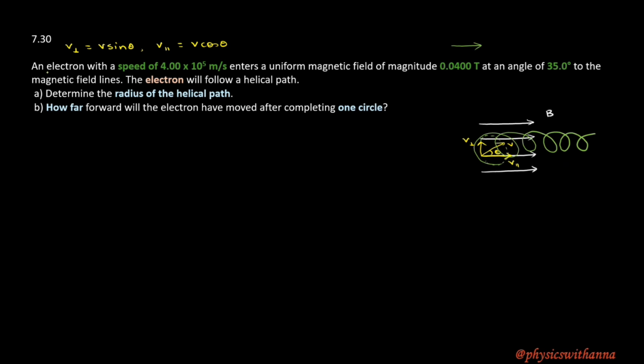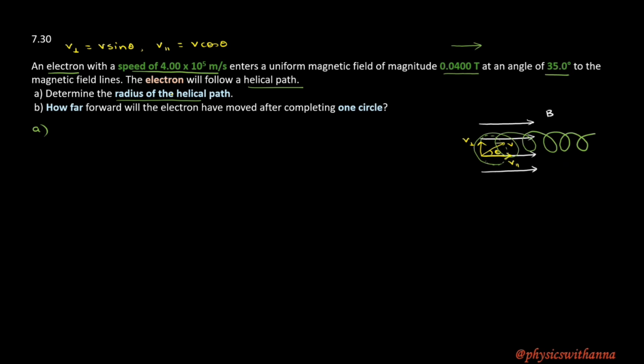So here in this question, you have an electron which is moving with a speed of 4 times 10 to the power 5 meter per second, and it enters a uniform magnetic field of magnitude 0.04 Tesla at an angle of 35 degrees to the magnetic field line. And they said that the electron will follow a helical path. We need to determine the radius of the helical path. So let's discuss part A first.